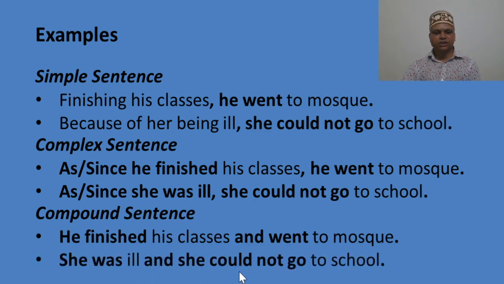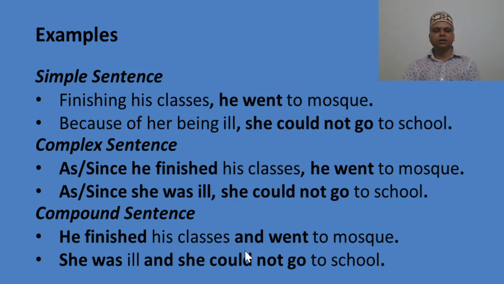Compound sentence: He finished his classes and went to mosque. She was ill and she could not go to school. So look at the sentences. Both the sentences have a coordinating conjunction, and here two principal clauses are joined by and. That's why they are compound sentences.